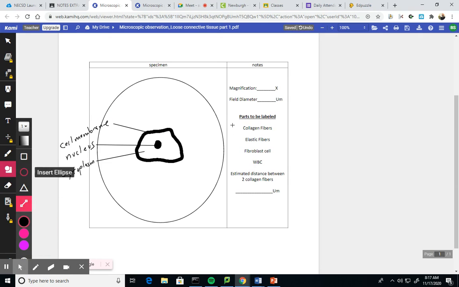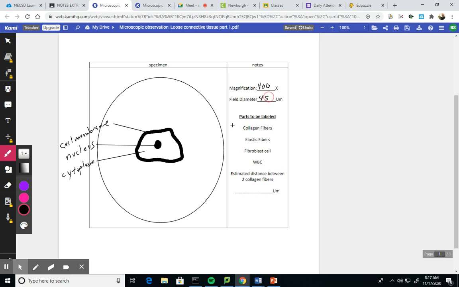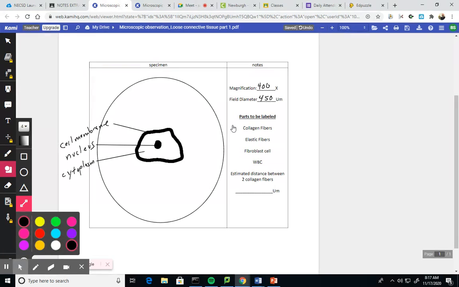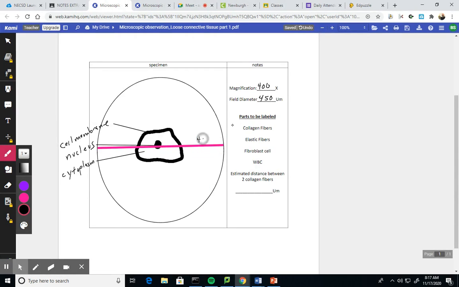I would still ask you to estimate the size of the cell. The size of the cell would be measured. You need to know the magnification. The magnification would be given. The field diameters would be given. And then you would say, all right, well, if the field diameter all the way across is 450 micrometers, what's the size of this cell from here to here, right?